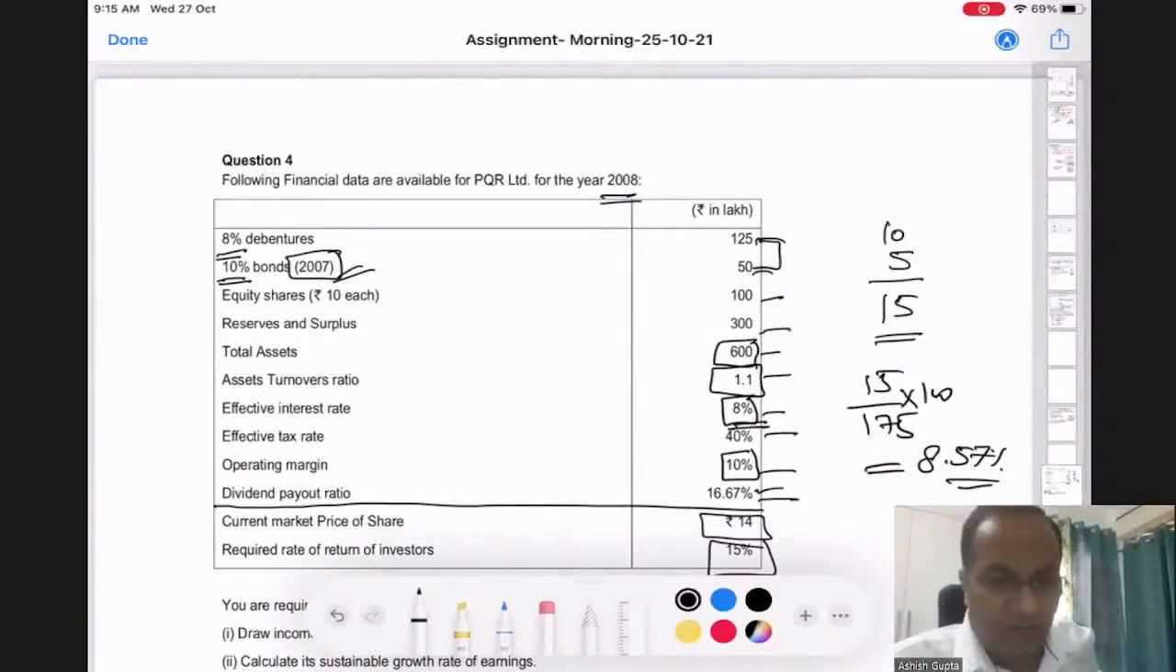Very good. Mutha Lakshmi, your answer is correct.